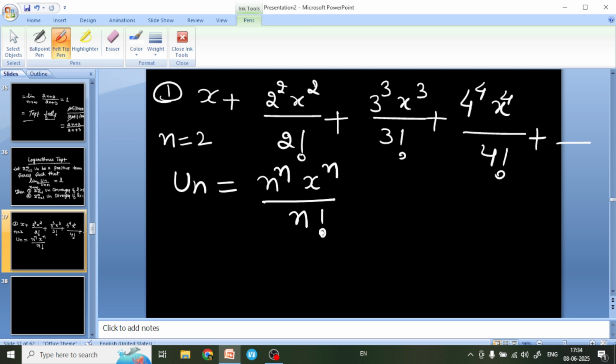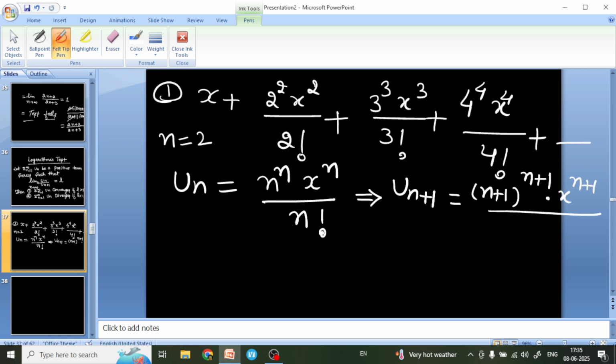When we take n = 3, then it will be 3 raised to power 3 x raised to power 3 over 3 factorial. When we take n = 4, 4 raised to power 4 x raised to power 4 over 4 factorial. When we take 5, then it will be 5 raised to power 5 x raised to power 5 over 5 factorial. It will continue. And when we take n plus 1, then it will be (n plus 1) whole power n plus 1 into x raised to power n plus 1 over (n plus 1) factorial.